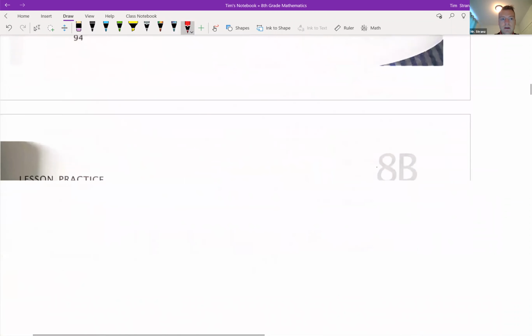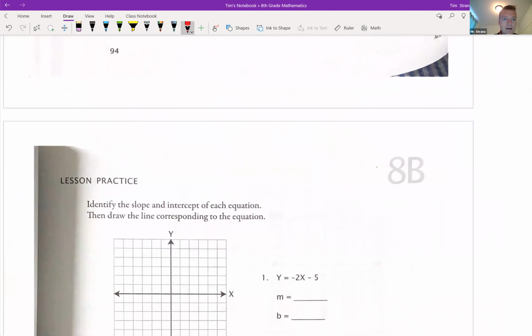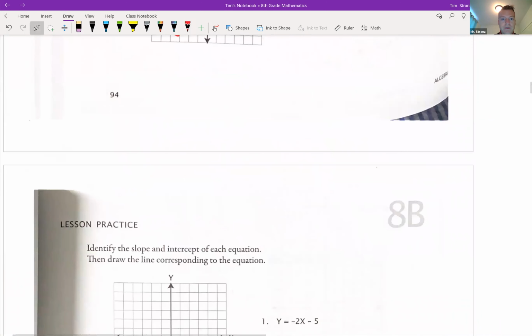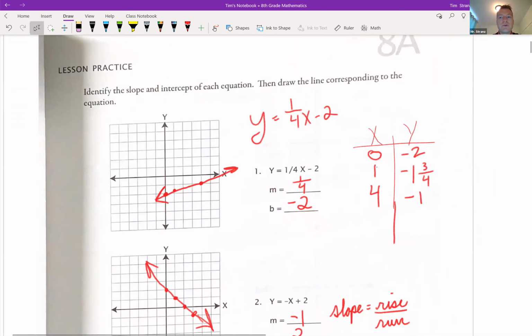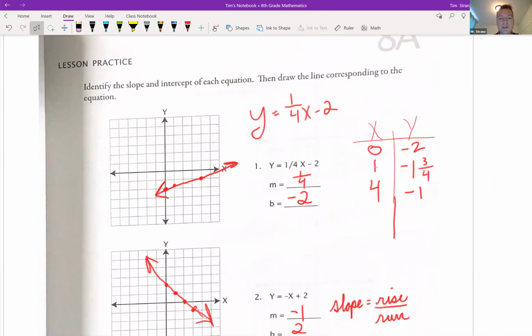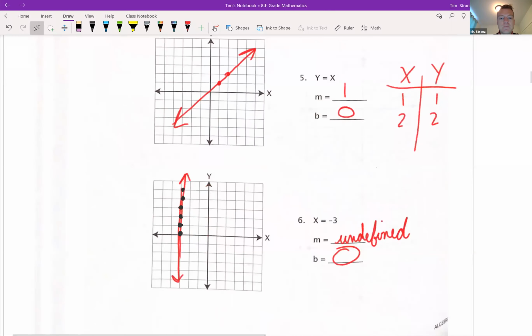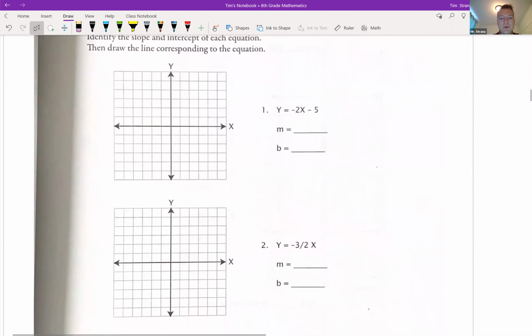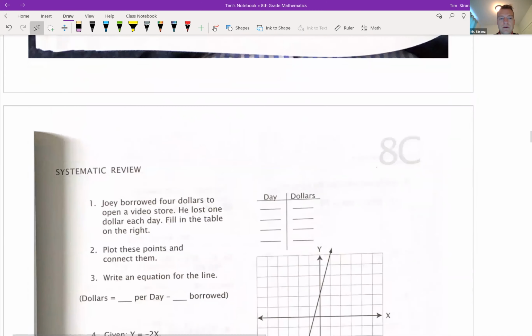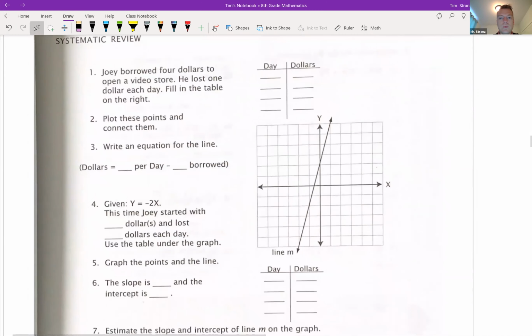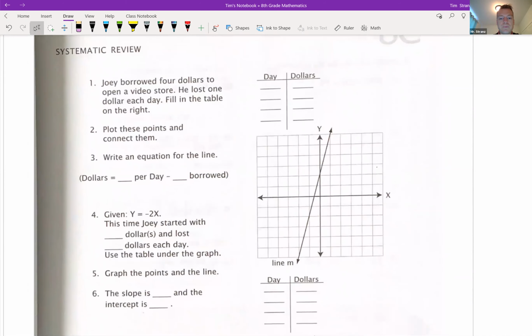Okay, if we go down to page 94. Great. Okay, so that is basically all we were looking at in these two. You're identifying the slope of each equation, then drawing a line corresponding to the equation. All right, 8b is going to be pretty similar. Looking through here, right? And then 8c, we will get into some tables, kind of like we were just doing.